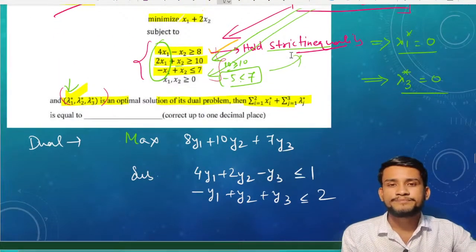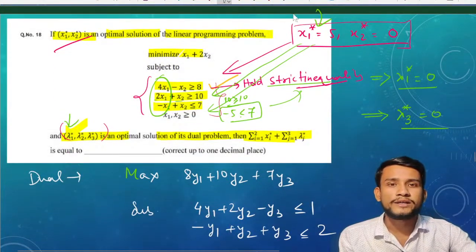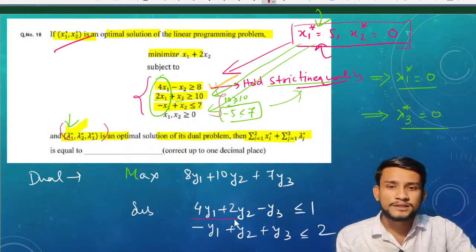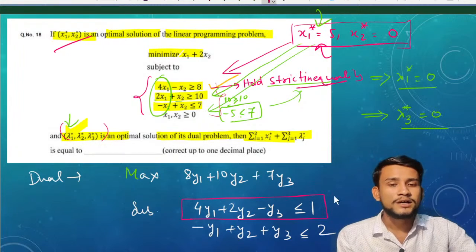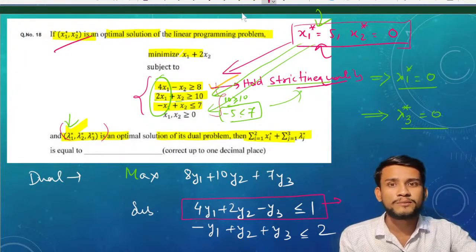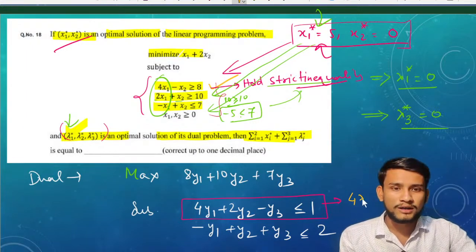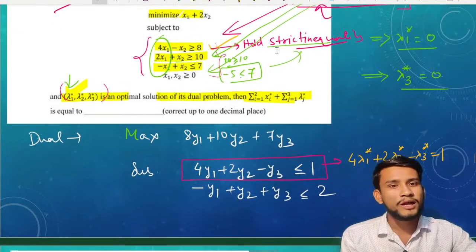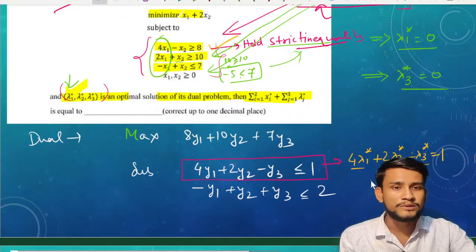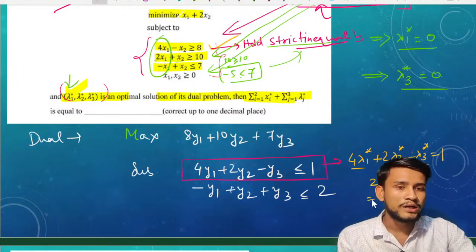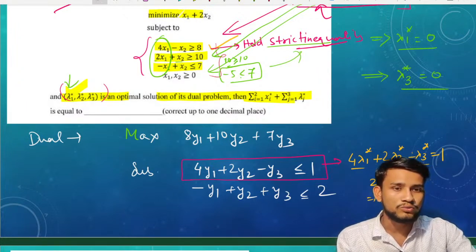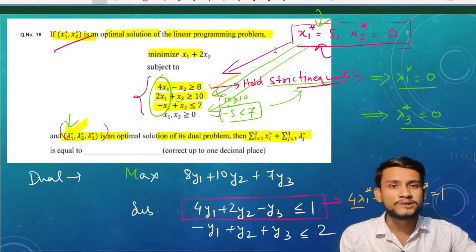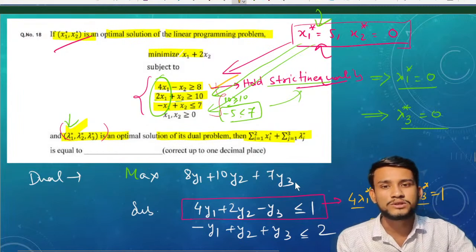Now, since the first decision variable in the primal problem is non-zero, that means in the dual the first constraint holds with equality in its optimal form. That means the optimal form is 4 lambda 1 star plus 2 lambda 2 star minus lambda 3 star equals 1. Now the values of lambda 1 star and lambda 3 star are 0. That means 2 lambda 2 star equals 1, and we get lambda 2 star equals 1 by 2. So we get all the values of x1 star, x2 star, x3 star, and lambda 1 star, lambda 2 star, lambda 3 star.